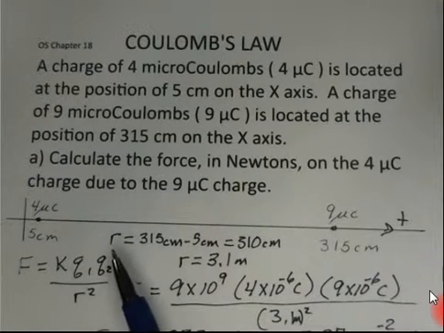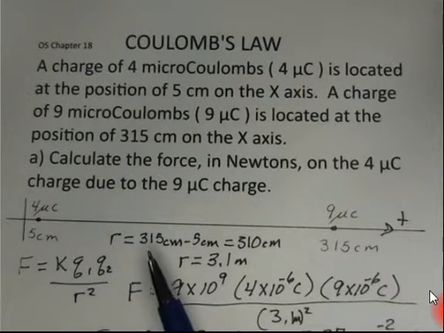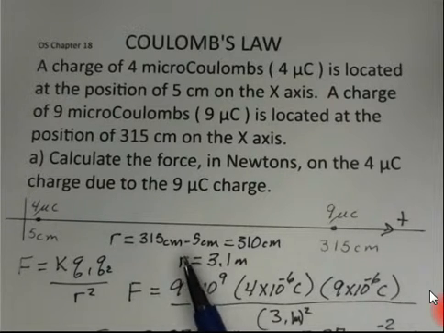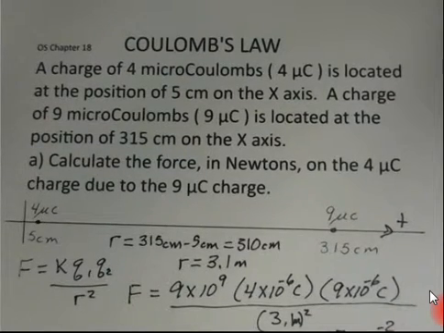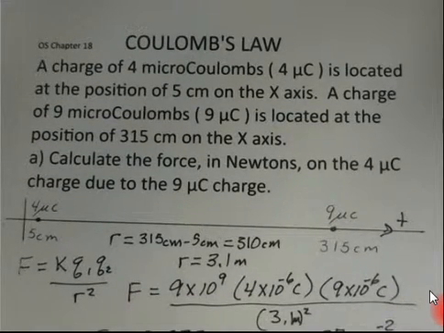So first calculating r, one object's at 315 centimeters, the other at 5 centimeters, so there's 310 centimeters between them. More importantly, we need to change that to meters. 310 centimeters changed to 3.1 meters. So you should put this into your calculator, press pause in the video, and do this calculation. 9 times 10 to the 9th multiplied by 4 times 10 to the minus 6, multiplied by 9 times 10 to the minus 6, divide by 3.1 squared.